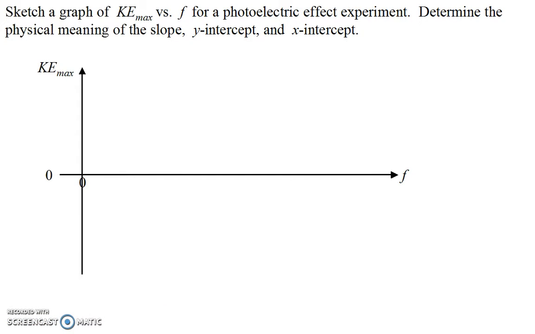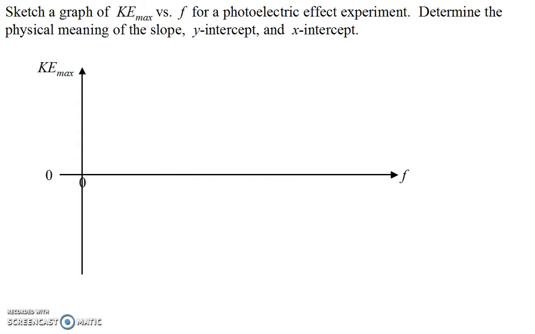Let's go ahead and get started in our notes with what would be a do now question if we were in regular school. So here I'm asking you to sketch a graph of maximum kinetic energy versus frequency for a photoelectric effect experiment. And then once you do, I want you to determine the meaning of what the slope of the graph would represent, as well as the meaning of the y-intercept and x-intercept. So go ahead and pause the video, think it through, sketch it out, and then come back.